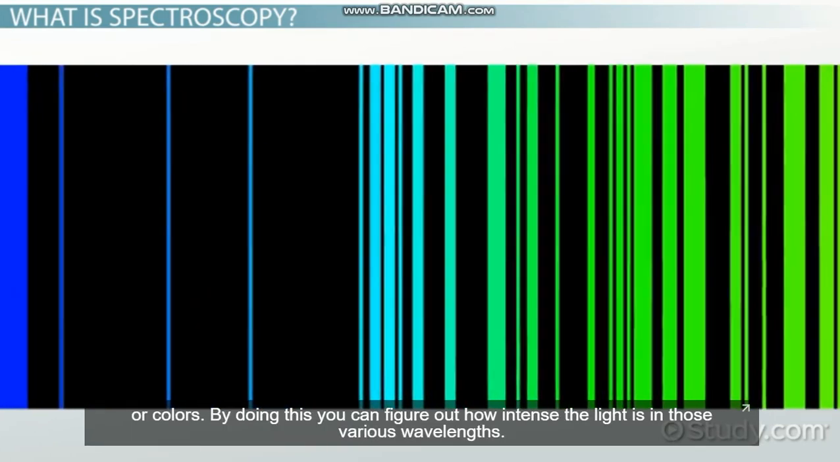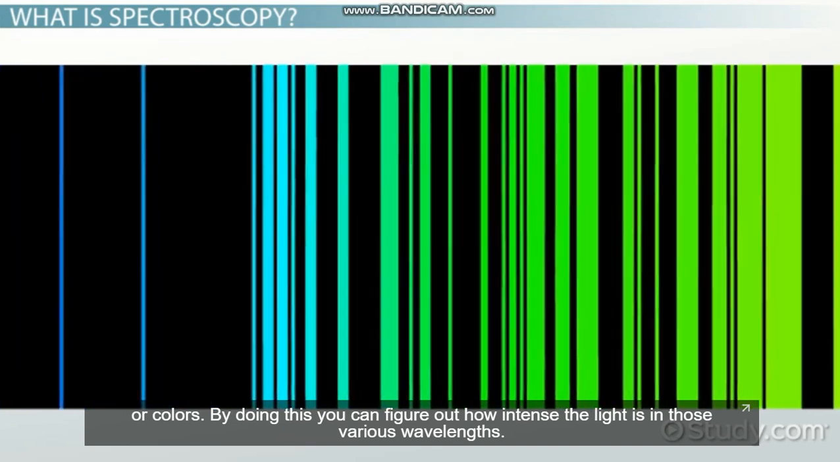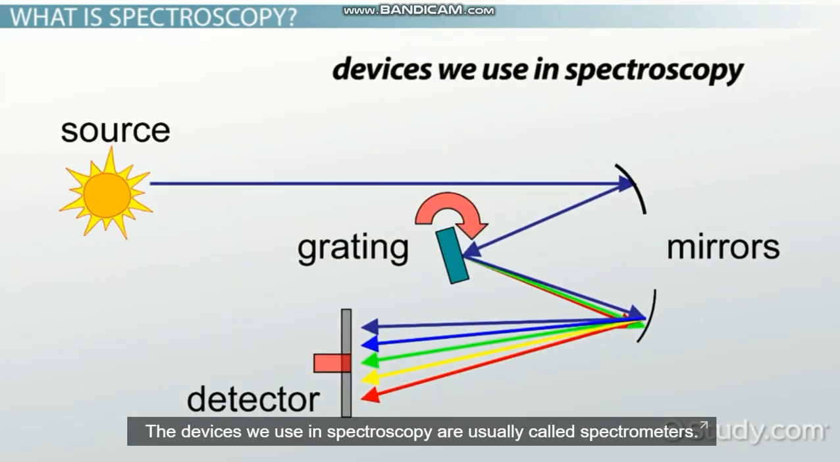By doing this, you can figure out how intense the light is in those various wavelengths. The devices we use in spectroscopy are usually called spectrometers.